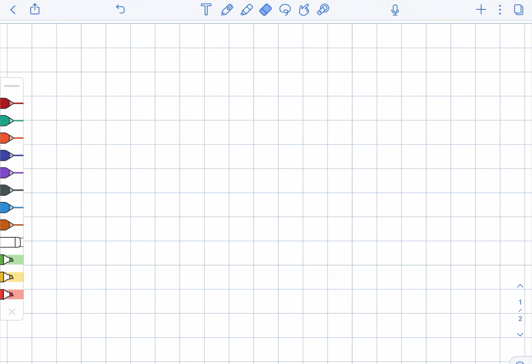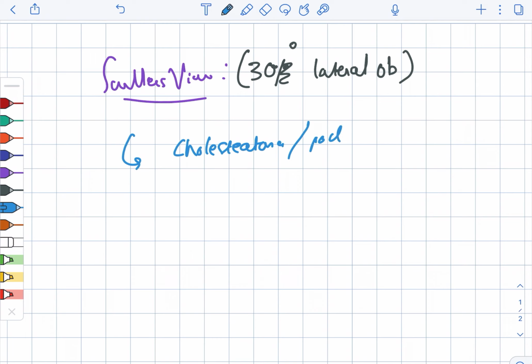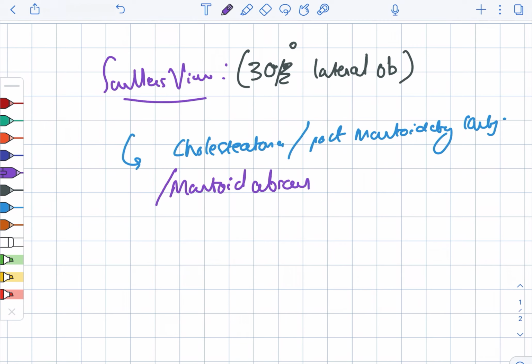Next we are looking at the Schuller's view. Schuller's view is nothing but the 30 degrees lateral oblique, and here what is seen is the cholesteatoma, as well as the post mastoidectomy cavity, as well as the mastoid abscess.